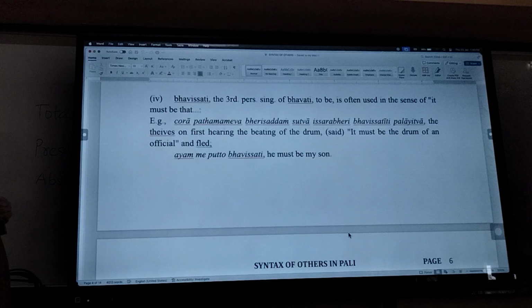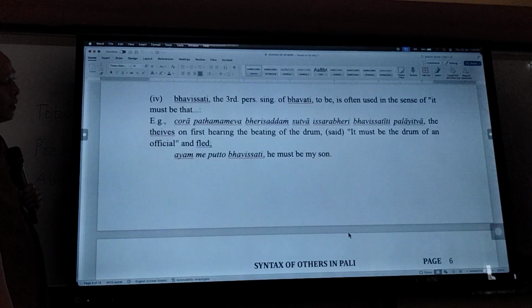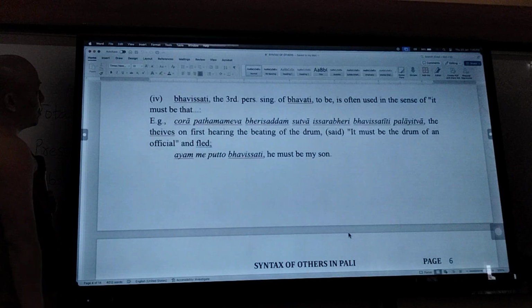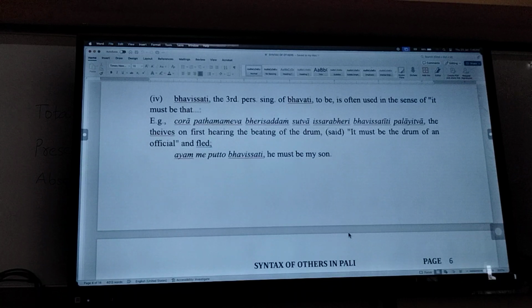That one also basically has this content, not just showing a possibility in the future sense, but a certainty. In this way it can be understood.